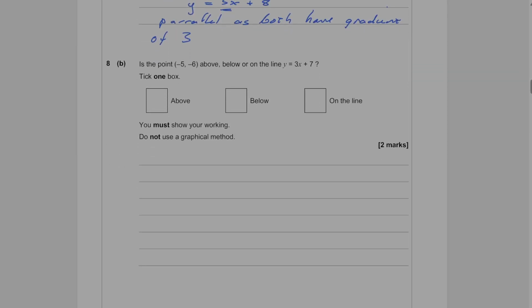Right, part B. Is the point minus 5, minus 6 above, below, or on the line of y is equal to 3x plus 7? What I'm going to do is say that y is equal to 3 times minus 5 plus 7, which would give me minus 15 plus 7, which would give me minus 8. So the coordinate on the line would actually be minus 5, minus 8. And if we think about roughly that line, we've got a positive gradient, positive intercept. We have got the point minus 5, minus 8.